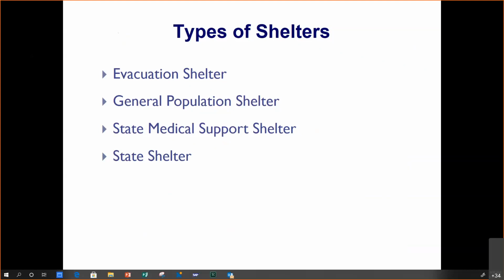Currently, patients or individuals will be directed to the state medical shelter if they're going to need high-level acute care, such as from a doctor or a nurse. And it's more specialized medical equipment that is usually at these state medical support shelters. And then the state shelter. We've got one that we opened for Florence, I think it was, Sherry. I can't remember, so many of them. The state shelter is usually open for out-of-state evacuees as well.